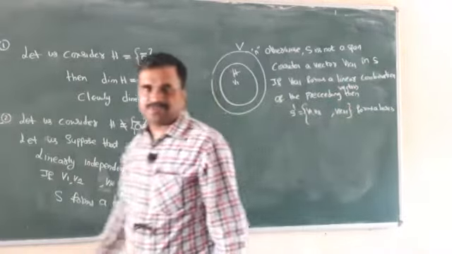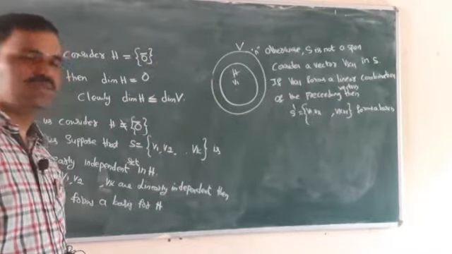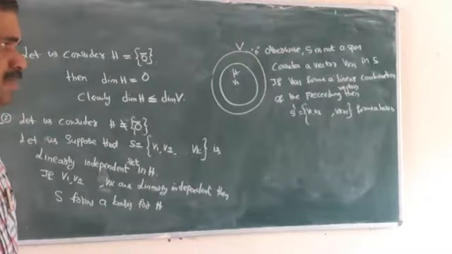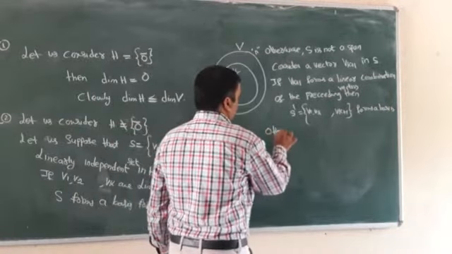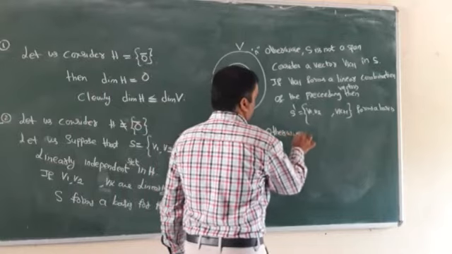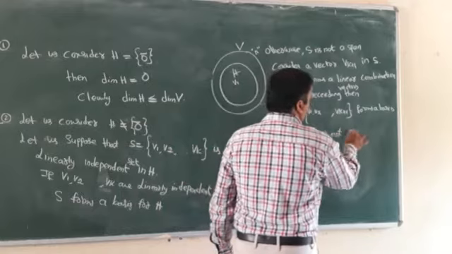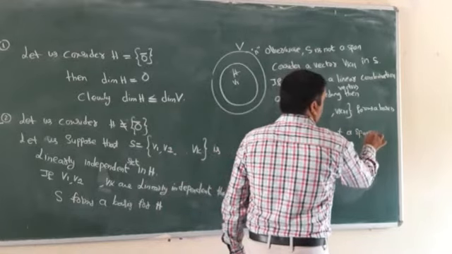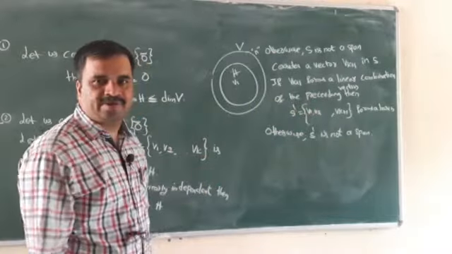If Vk plus 1 forms a linear combination of preceding vectors, then S dash forms a basis. Otherwise, S dash is not a span. Same process. Again I will consider one more vector.